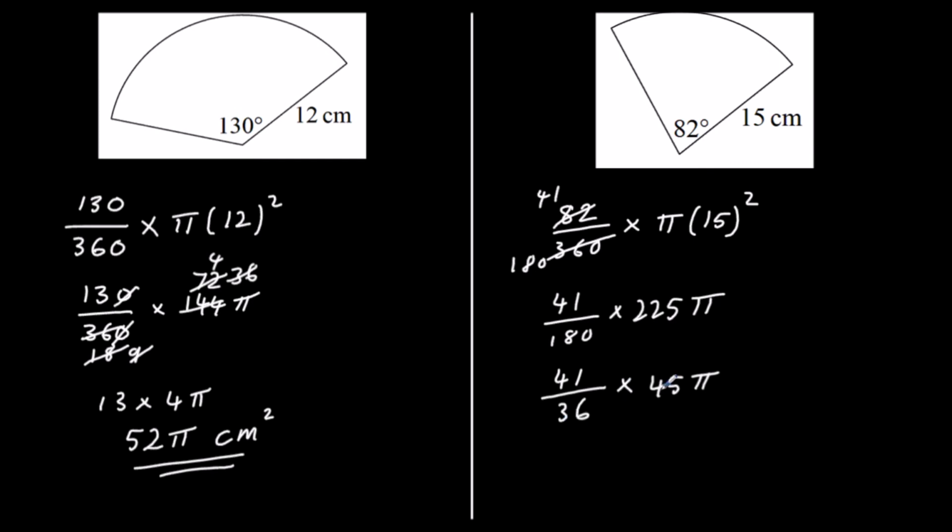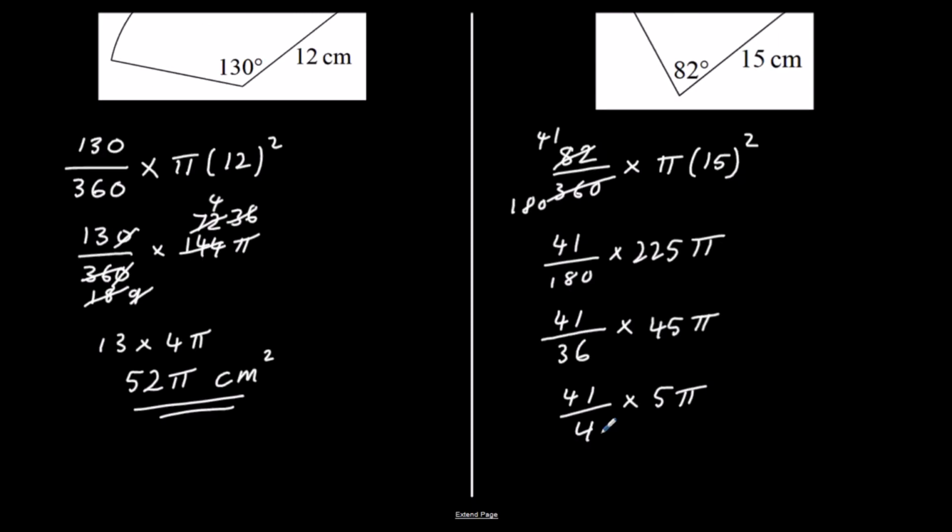And now 36 and 45 are both in the 9 times table. So I've got 41 over 4 times 5 pi. So I can't simplify this anymore, I don't think. So 41 times 5. 40 times 5 is 200, plus 5 is 205. It's got 205 over 4 pi. And it's in centimeters squared.